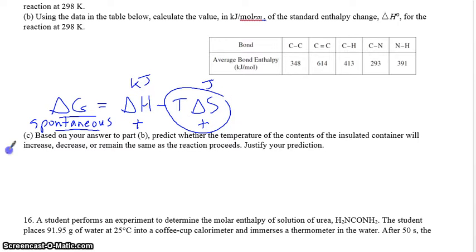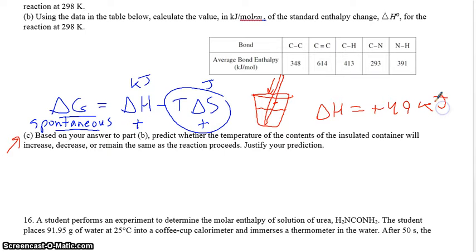I guess we can mention this last part, C. It says, based on your answer in part B, predict whether the temperature of the contents of the insulated container will increase, decrease, or remain the same as the reaction proceeds. Remember, we put this into an insulated container, and we did labs like this, where you took a thermometer in there, and if the thermometer goes down, then it's endothermic, and that's what will happen. In fact, because we calculated our delta H to be positive 49 kilojoules, we're absorbing 49 kilojoules, so the temperature of the insulated container will go down.